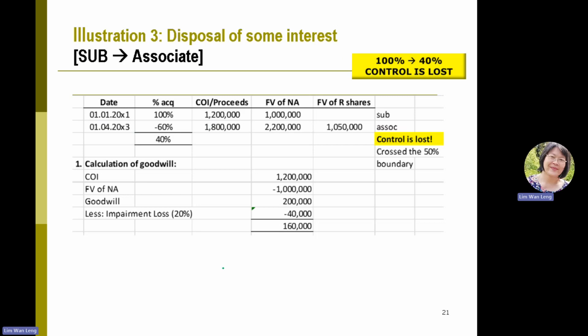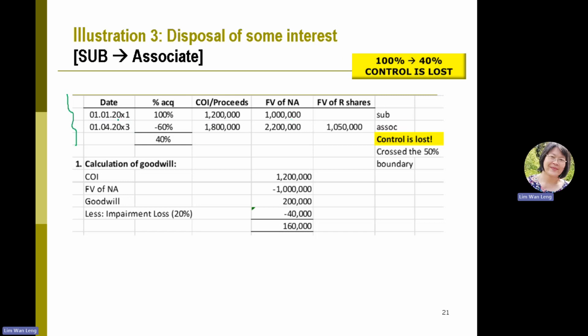Okay, of course you have your own method of doing it, just use whichever you like, because normally for this kind of tabulation no marks will be given, but it is good to make you understand what is happening now. So 100% acquired on this date. How much was the cost of investment? How much was the fair value of the net asset? Whatever information is given to you, you just plug it in here.